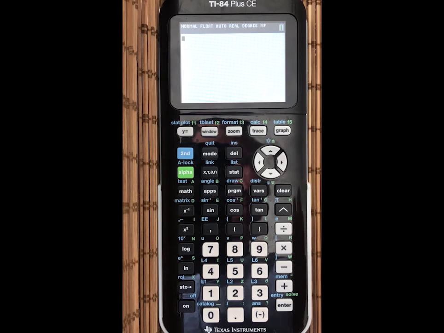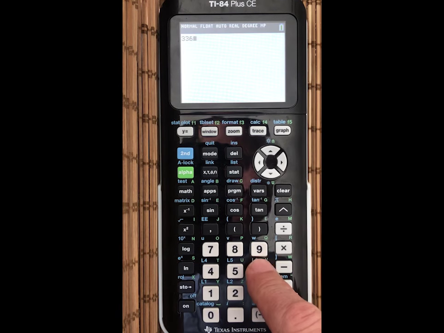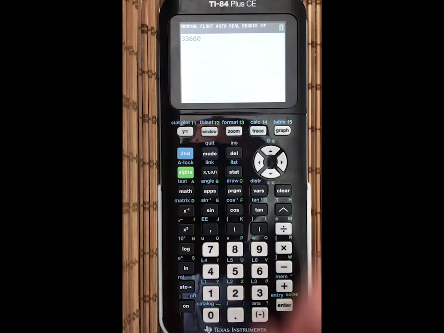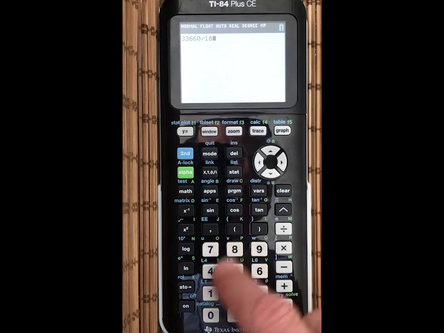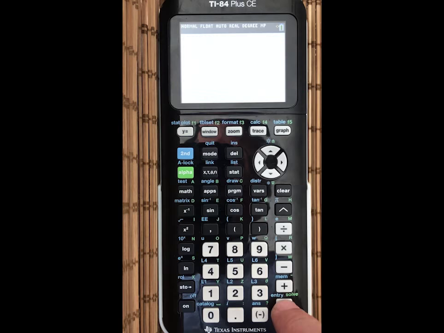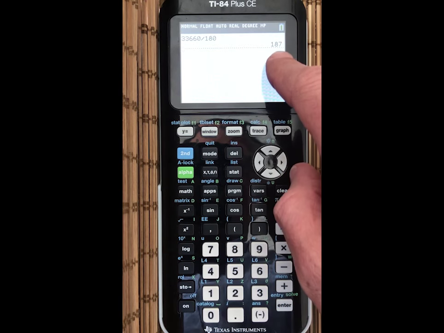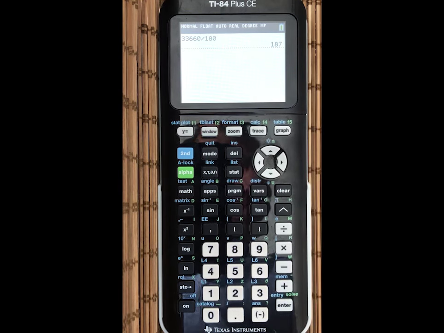For problem 2, Mr. Wilk, as we know, earns $33,660, so that's his annual salary, divided by 180 days. So we divide by 180, and we get the daily income of $187.